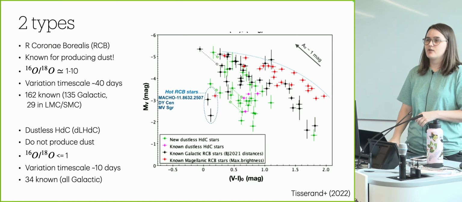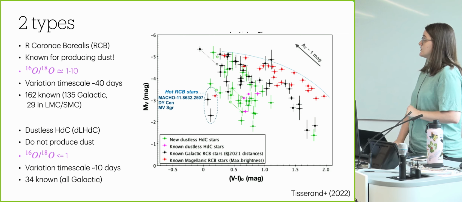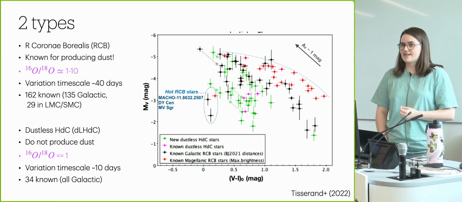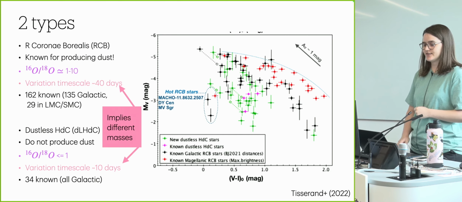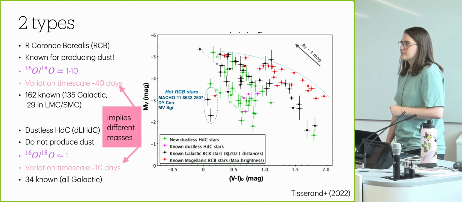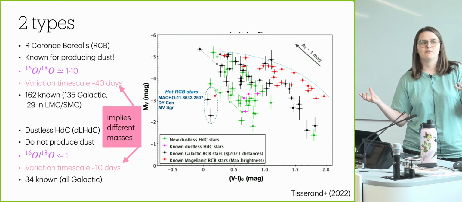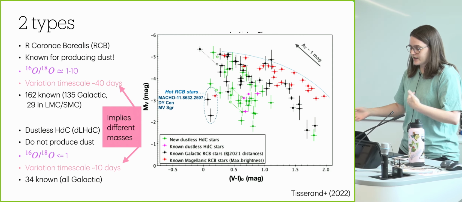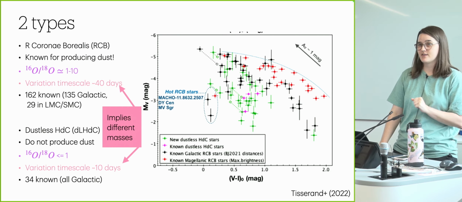So we know of only a few differences between the R Cobores and the dLHdCs. The first one is that they have slightly different oxygen isotopic ratios, wherein the dLHdCs seem to, in general, have a bit more oxygen 18 than the R Cobores. We also know that they have slightly different variation timescales, which may imply different masses of the stars. So if you have something like a flute, that's going to have a different variation timescale frequency than something like a tuba, which is much larger. And so that can imply different masses between the stars. And so those are pretty much the two main things we know.